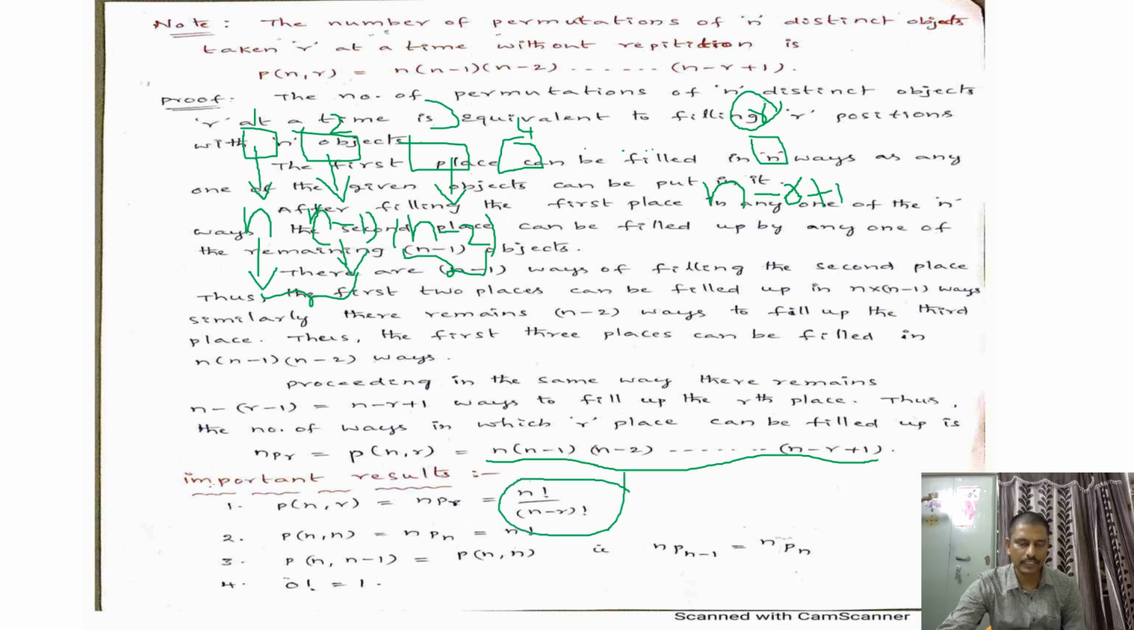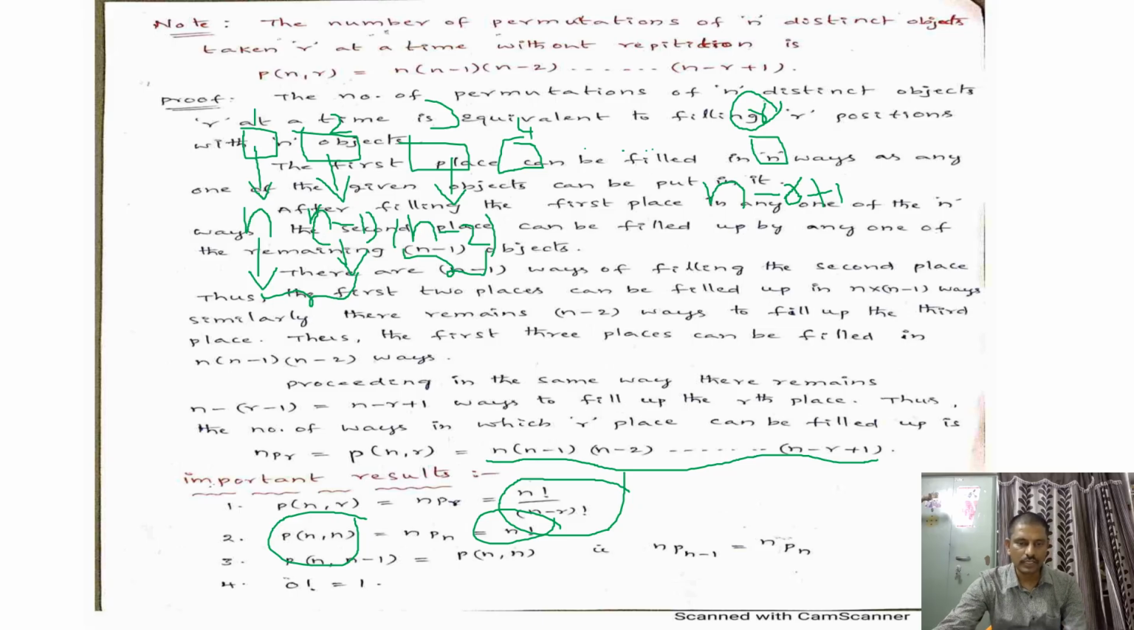This is very important to enumerate the permutations of a set of different things. nPn is n factorial. That means the number of ways of arranging n things taken all at a time is n factorial. So the number of permutations formed by taking all at a time is n factorial.